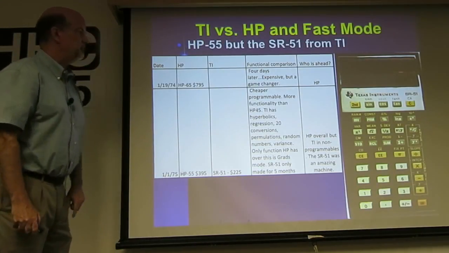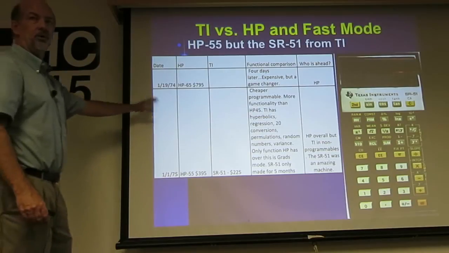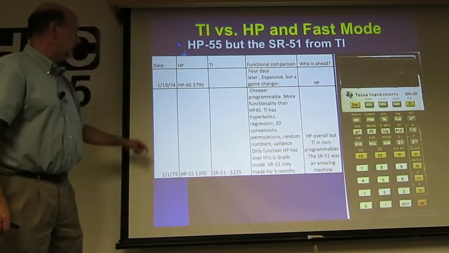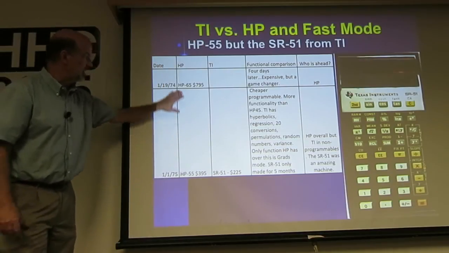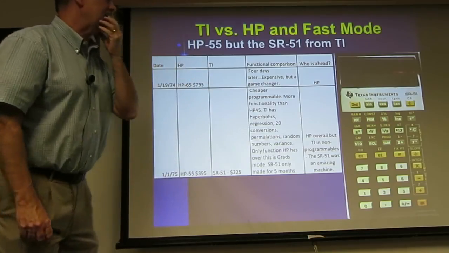HP comes out with the HP 55, at the same date, almost a year later, January 1975. It's a very quiet year in many ways. I'm not introducing every single one that pops up. But the SR51 at 225, compared to not the 55 and the 65 but the 45, which is still the scientific model, finally added a lot more stuff.